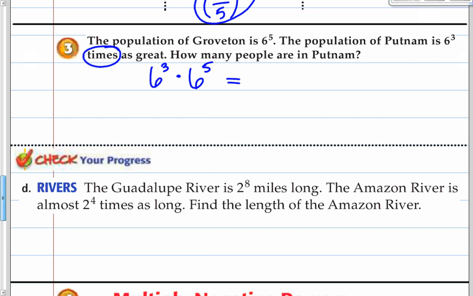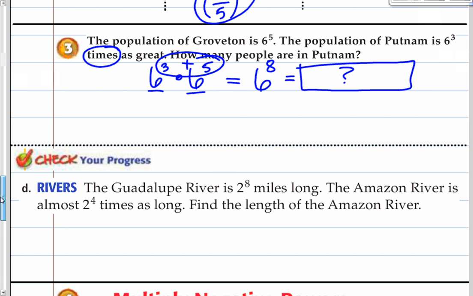And of course, you remember the bases are the same. We're multiplying. Therefore, we will add the 3 and the 5. Put our base of 6, put our 8 up here, and the answer will be 6 to the 8th people. But I don't have my calculator here, so I'm going to have you do that one on your own. I'm assuming you can do that, get that answer.